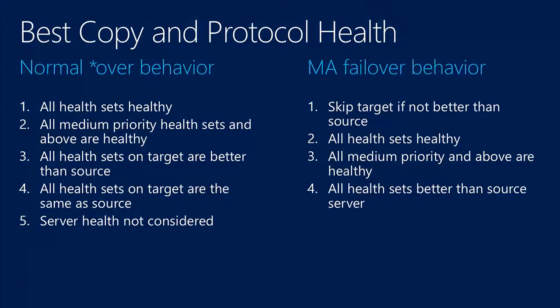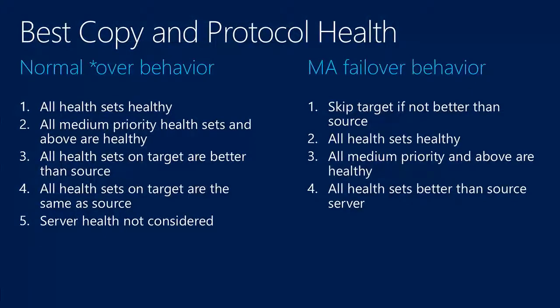In the case of managed availability, its logic is a little bit different. So it will still look at the source and the target, but the normal failover has varying degrees of evaluation of health that it can go through. All we're looking at from a managed availability failover is whether or not the health sets that are affected on one server are in a healthy state on the other server. If they're not in a healthy state, we will skip that server. It won't be a candidate for a managed availability failover. We want all health sets to be healthy, and if we can't find that, we'll look for any health set that has a medium priority or above that's in a healthy state.